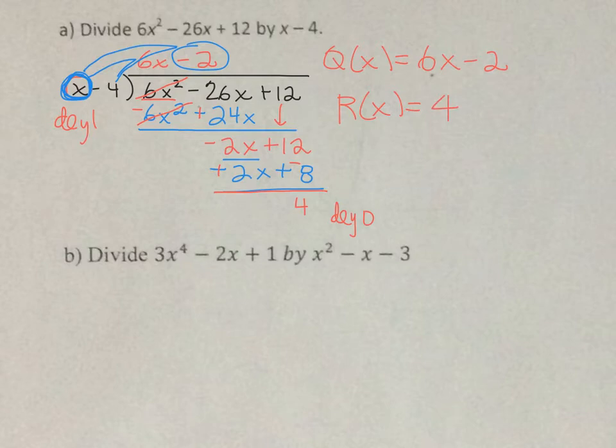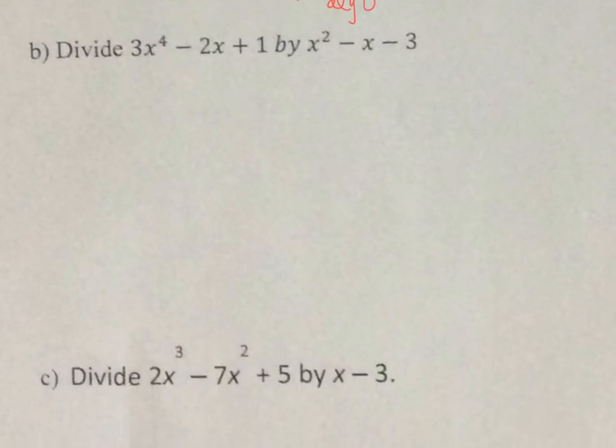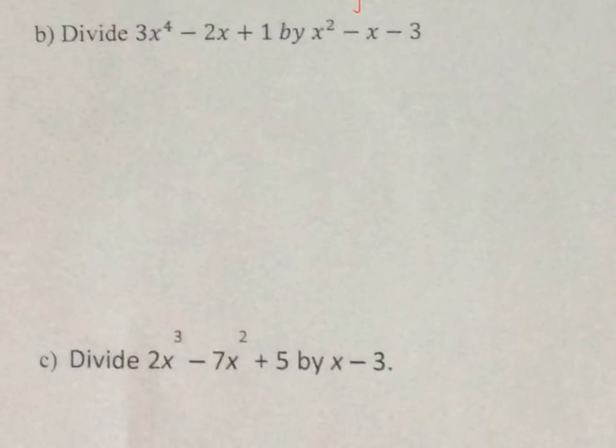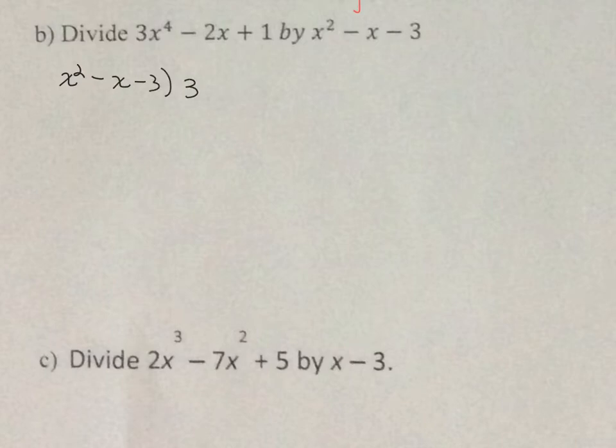Okay, so if we do another one, it says divide 3x to the 4th minus 2x plus 1 by x squared minus x minus 3. So my divisor is x squared minus x minus 3. My dividend is 3x to the fourth minus 2x plus 1.